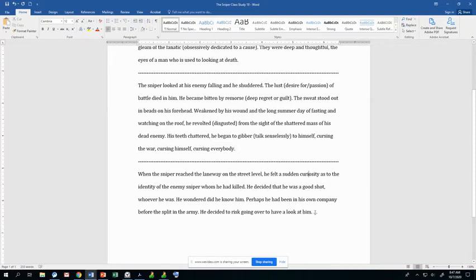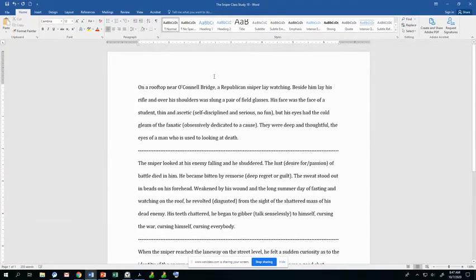All of those I feel really good about. I don't think I have anything that I'm even a little bit fuzzy on. So then we come back to the top of the page. And step 2 was to highlight adjectives or descriptive phrases about the sniper. So, on a rooftop near O'Connell Bridge, a Republican sniper is describing which side he's on, right?